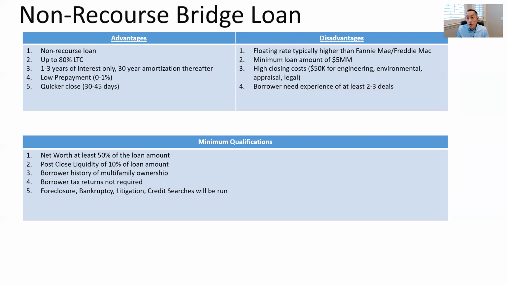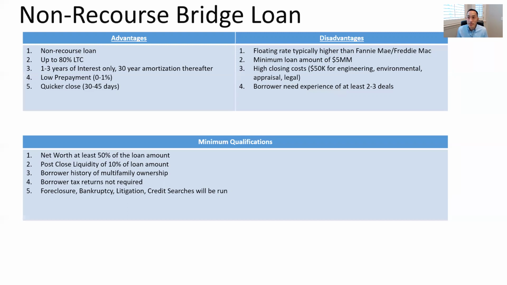Disadvantage is your rate is higher, right? So even if you do a $10 million or $15 million bridge loan, it's typically going to be 50 to 100 basis points higher. Right now, Fannie Mae, Freddie Mac, they're around 3.25, 3.5, and then bridge loans are 4 to 4.5. So you're about 75 to 100 basis points higher. They want the minimum loan amount to be above 5 million. And then it's going to cost you a little bit more. So the origination fee is going to be higher. The engineering, environmental, appraisal are about the same, but legal is more expensive, right?